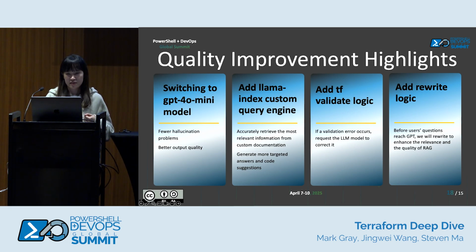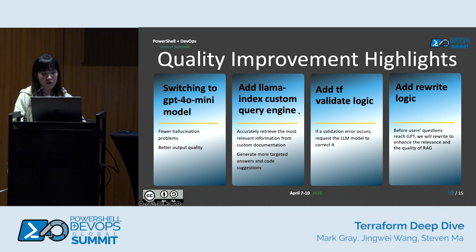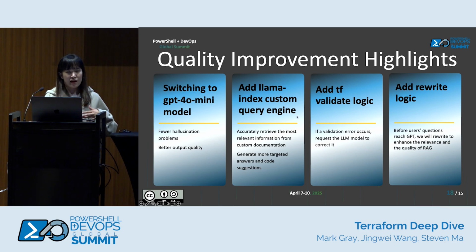The second is that we have added the LlamaIndex customer query engine. It means that we accurately retrieve the most relevant information from our internal knowledge database, and we generate the most relevant answers and code for you. So this also greatly contributes to our quality improvement to some extent.